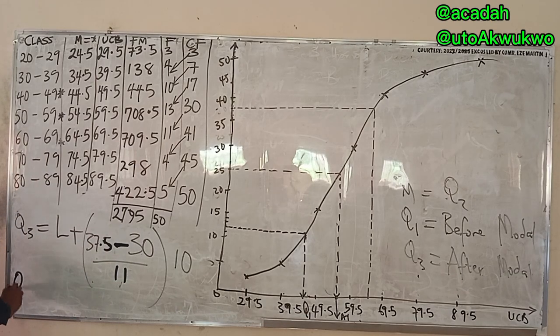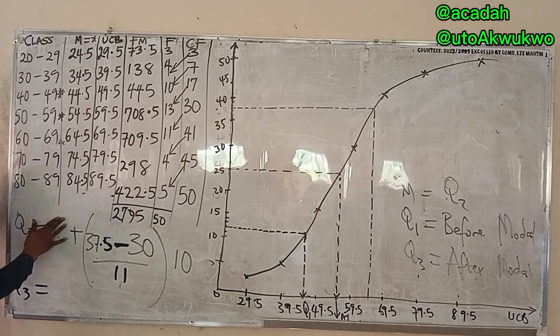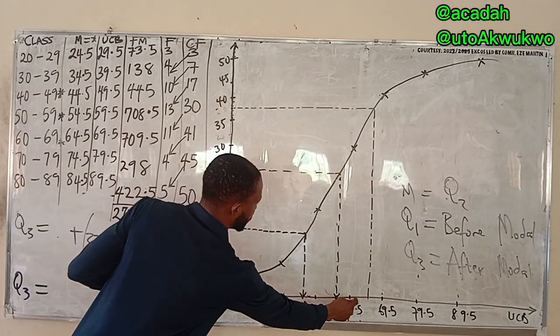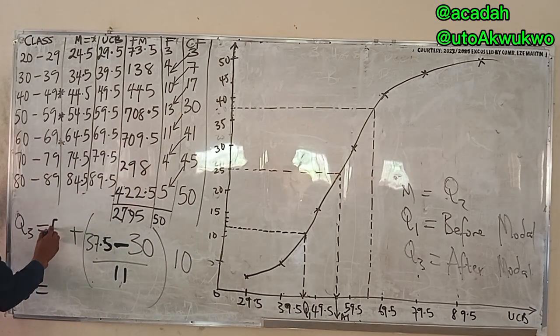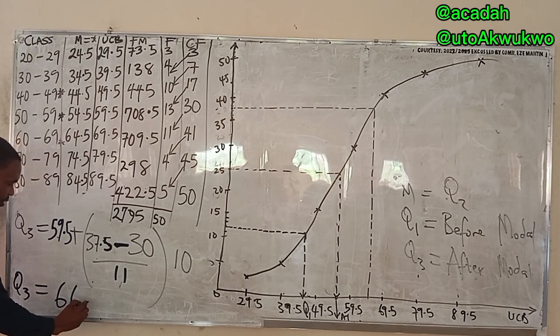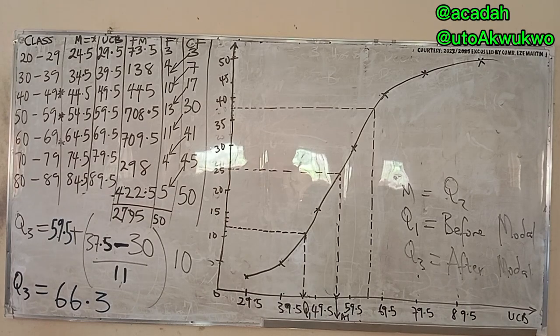So now, Q3 will be equal to, remember, the lower bound of this class, 59.5, the lower class bound. So now, watch me solve everything. 66.3. Okay, so that means that we solve, we got this. If you use your graph, you just get this. Very simple. So now let's move to the next one, which is decile.